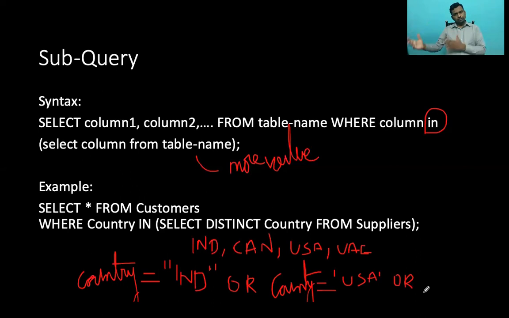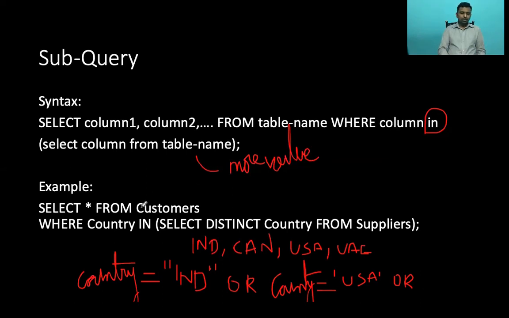Now this is very big, a tedious job. I have to give country equal to India or country equal to USA or country equal to UAE. That's very big. So instead of that, I can go for IN. When I want to compare more than one value, I will be going for the IN clause.